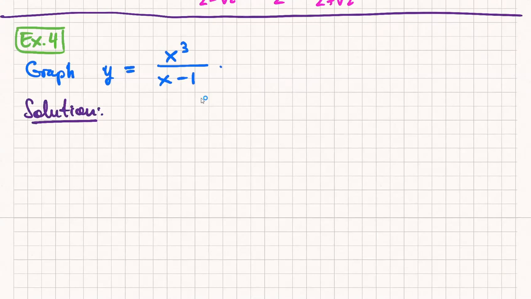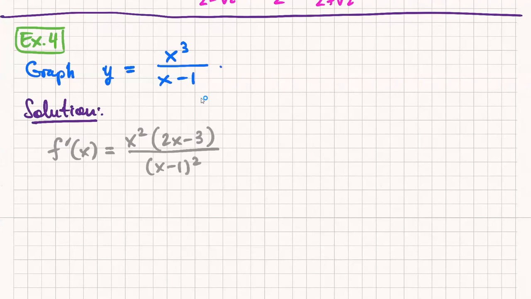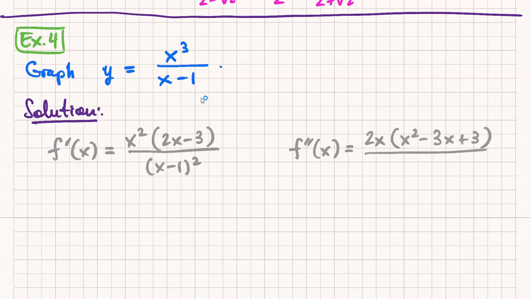So you get the derivatives first, right? For the derivatives, we have to use the quotient rule, and then we fully simplify. So I'm just going to give you those fully simplified derivatives right away. The first derivative is x squared (2x minus 3) all over (x minus 1) squared. And the second derivative, fully simplified, is 2x times (x squared minus 3x plus 3) all over (x minus 1) cubed.